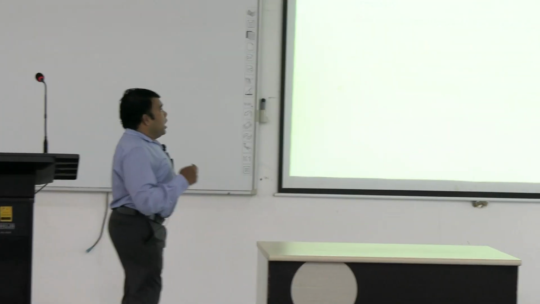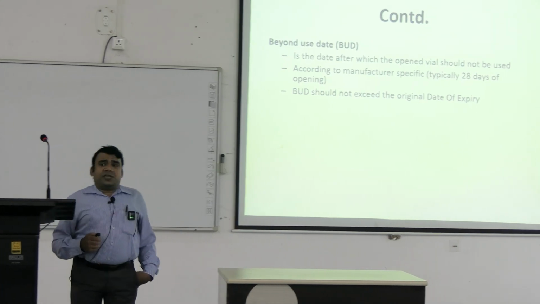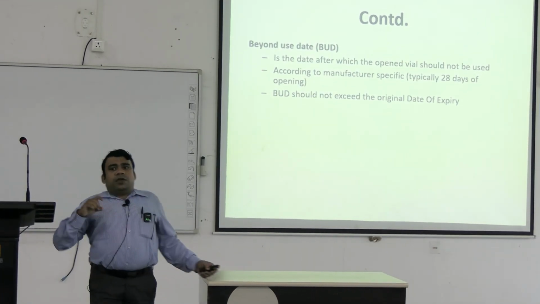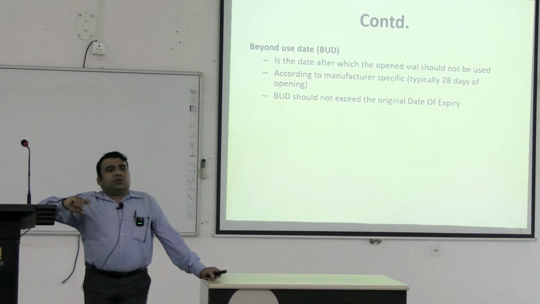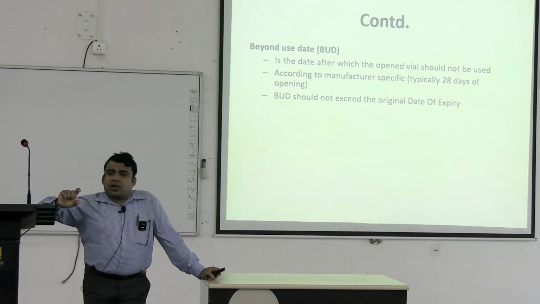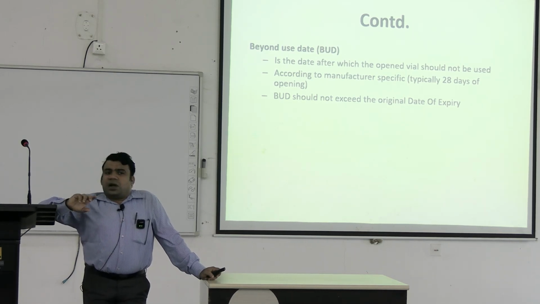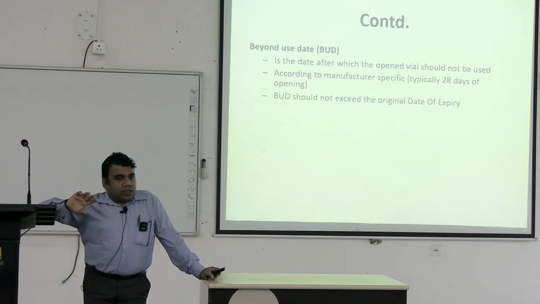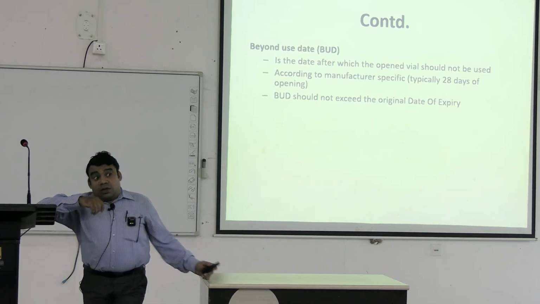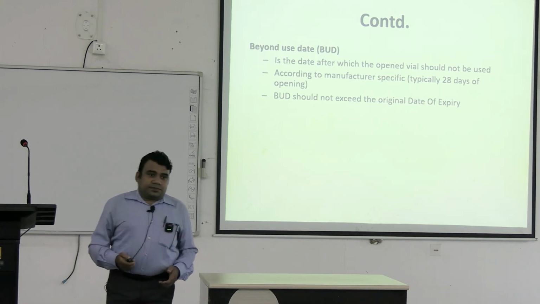Next is proper identification and handling of medical containers, and a very important part is beyond use date. What is beyond use date? You will find that many medicines will come in ampoules and vials. What are ampoules? A single use small glass container is called an ampoule. Whereas vials are the large containers in which multiple use can be done. Now, I think you all know that medicines should not be used beyond the expiry date. That is fine.